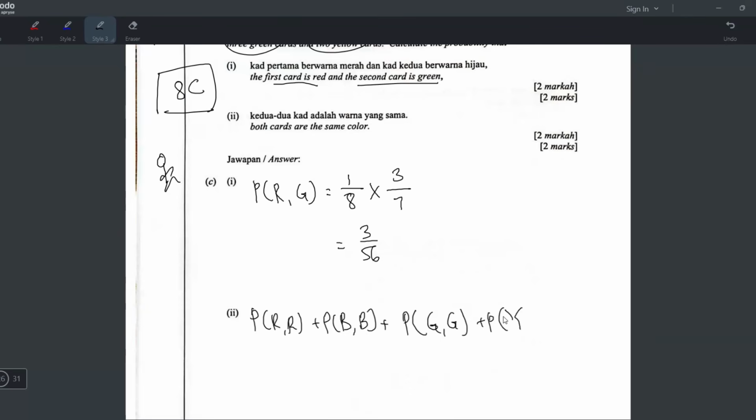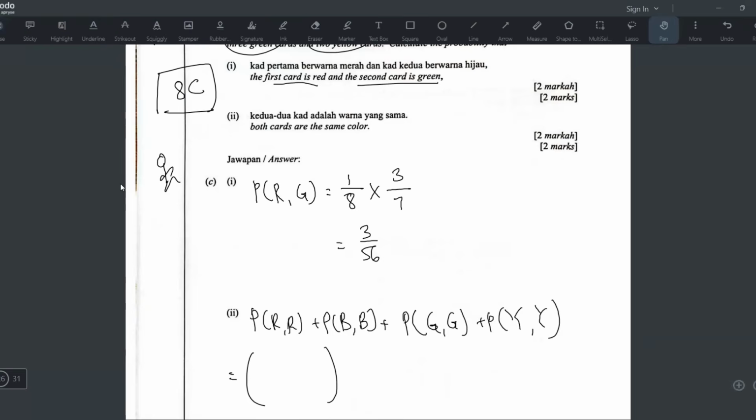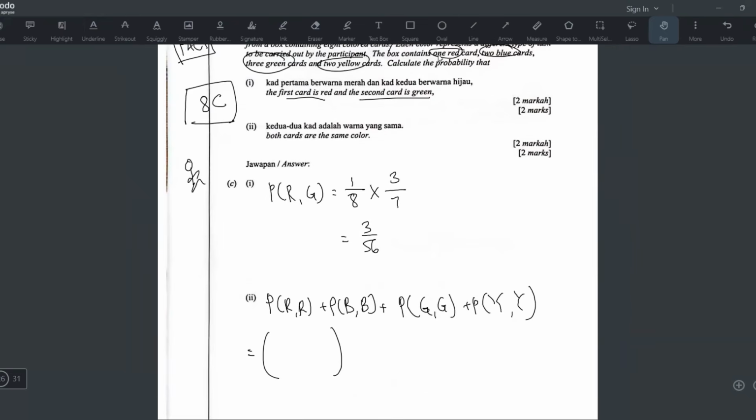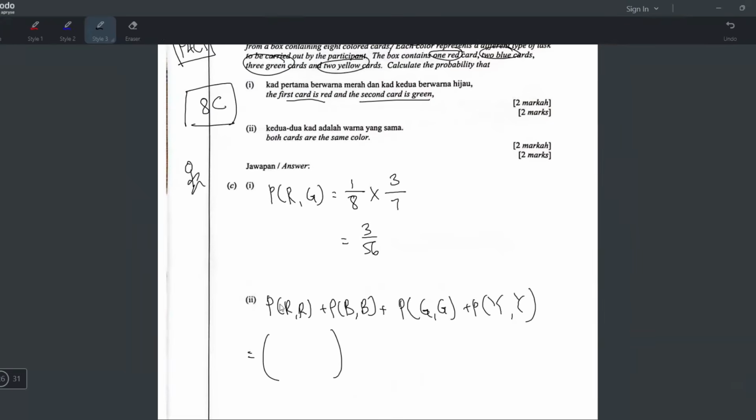Actually, the red, red one, you don't have to do it. Let me tell you why. Because for the probability of red, red, if you look at the number of red cards, how many red cards are there? One red card, right? As you can see here, it's one red card. So if you want to select the first one red, the probability will be 1 over 8. But this one is without replacement.